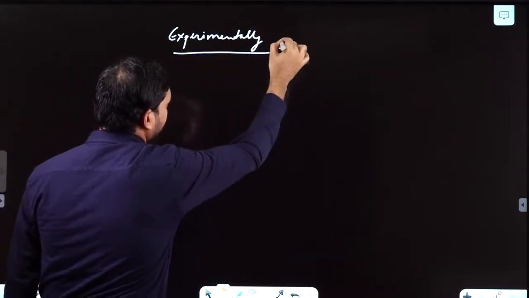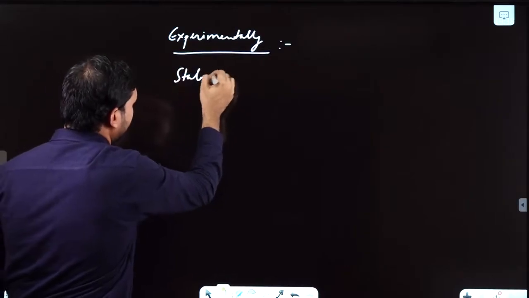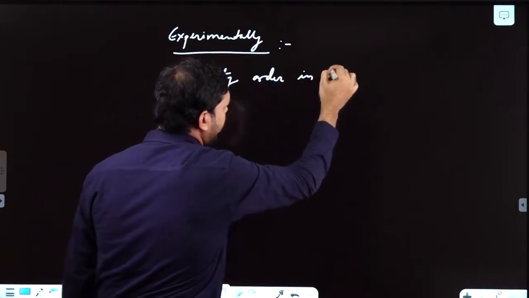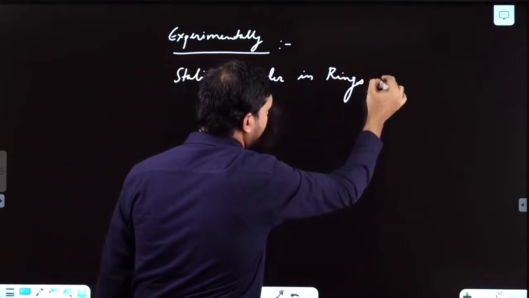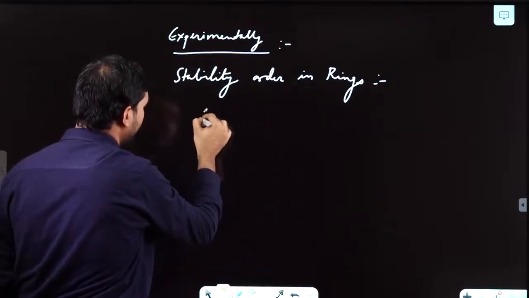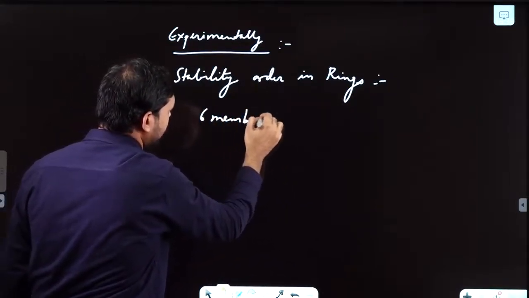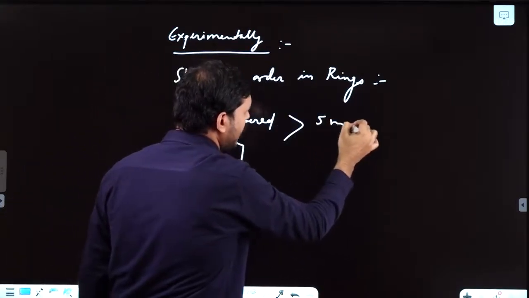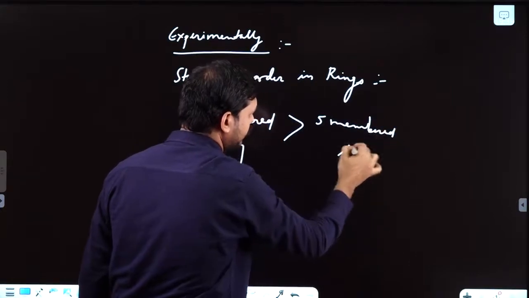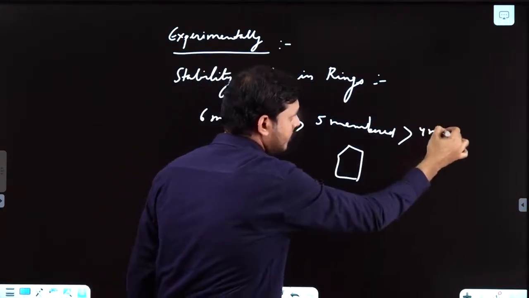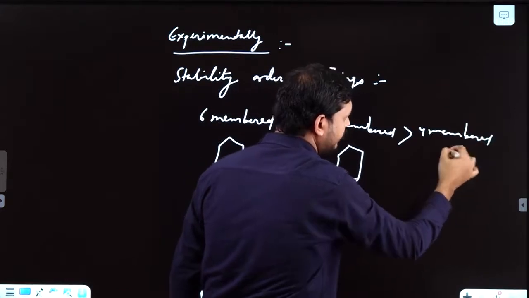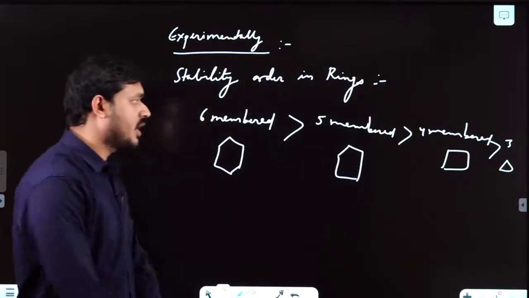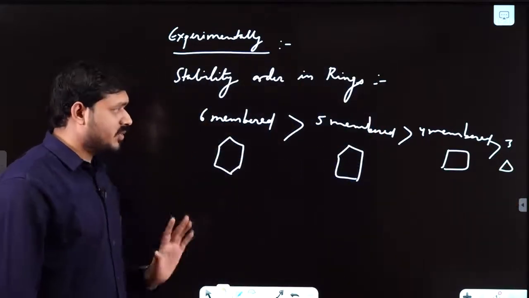Experimentally, the stability order in rings: six-membered is more stable than 5-membered, then 4-membered, then 3-membered. So here experimentally this was the observation.